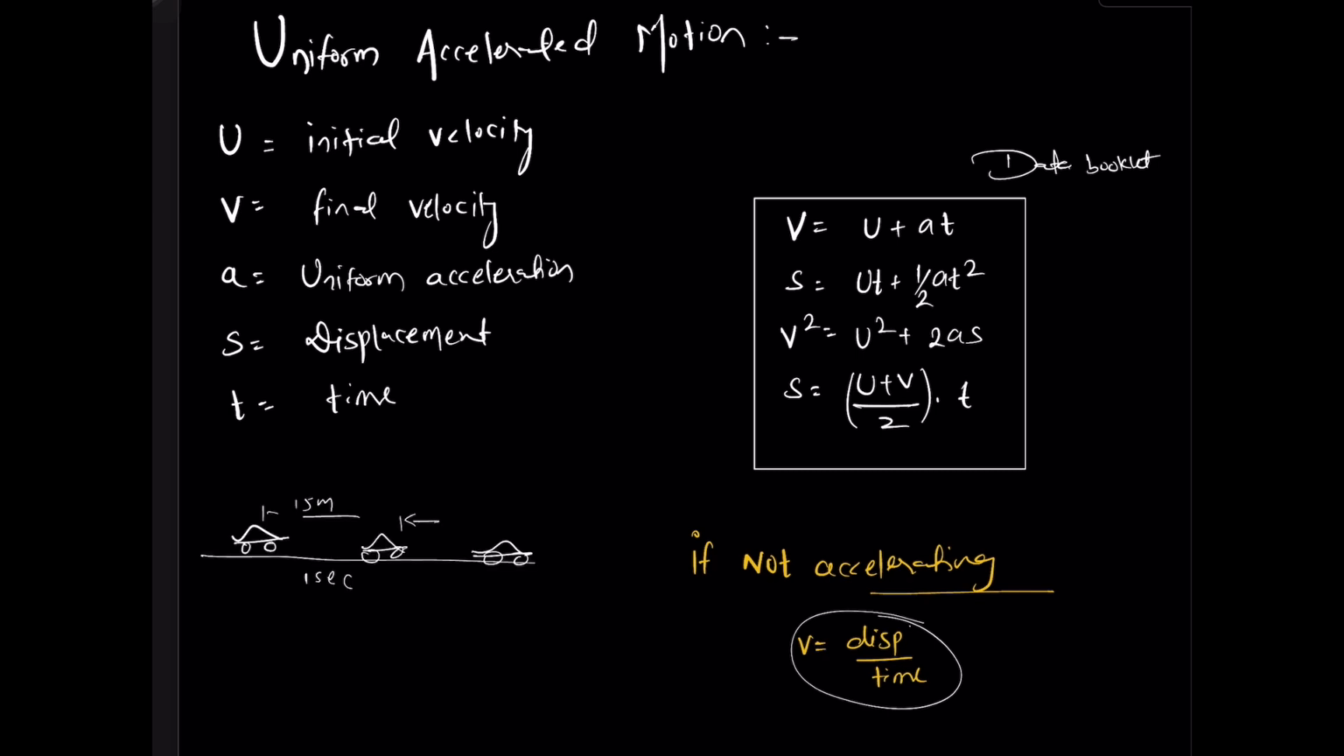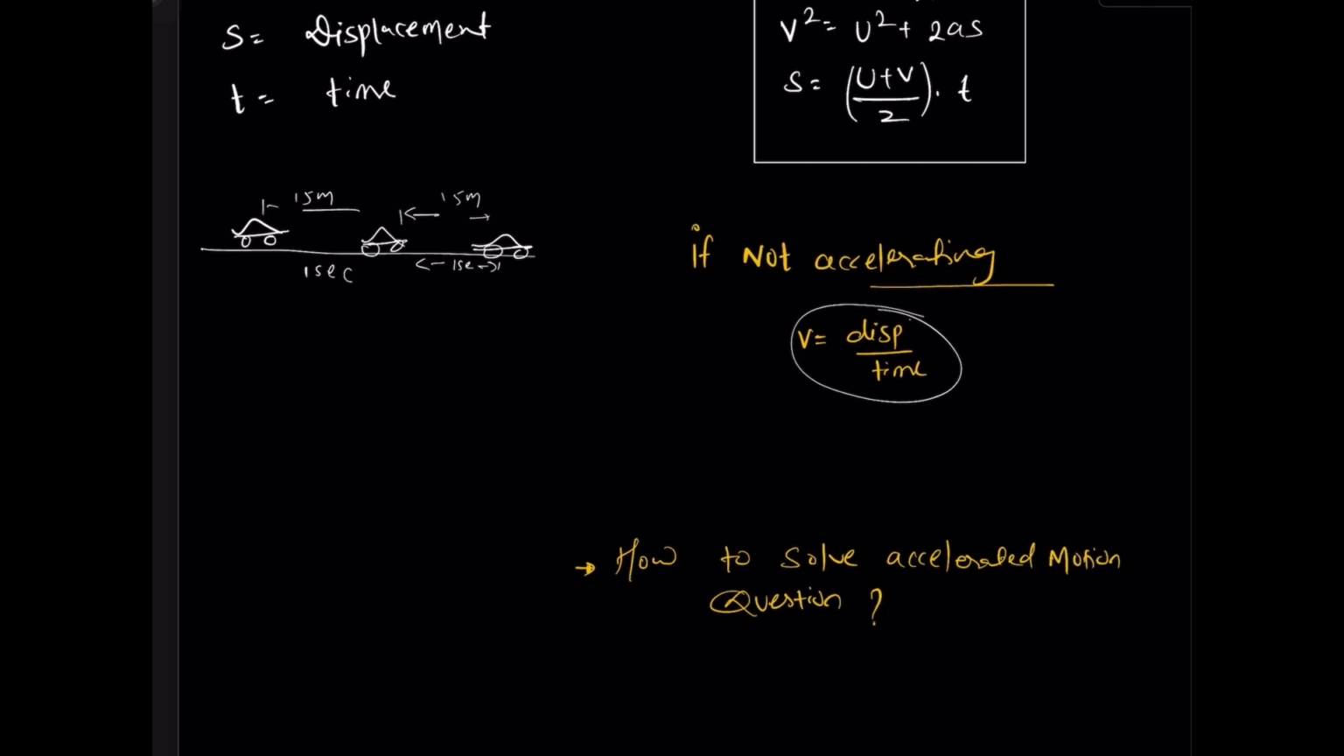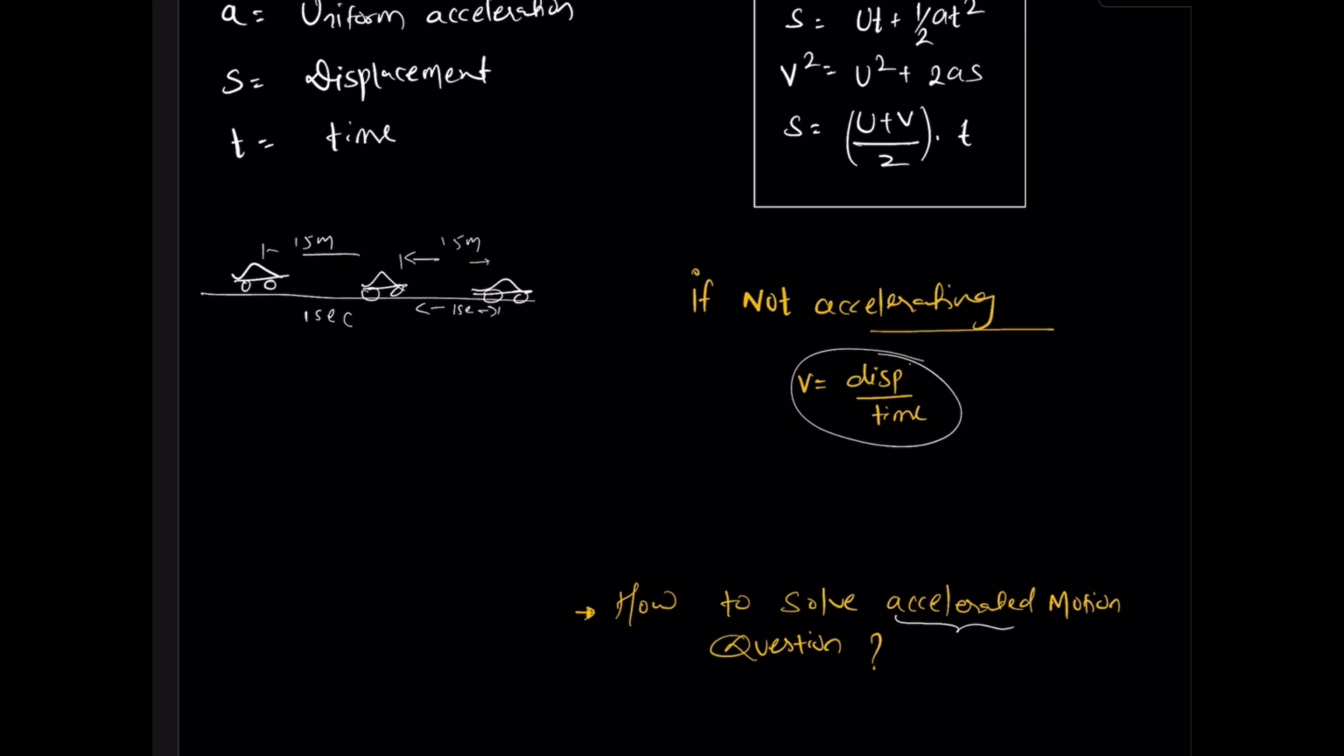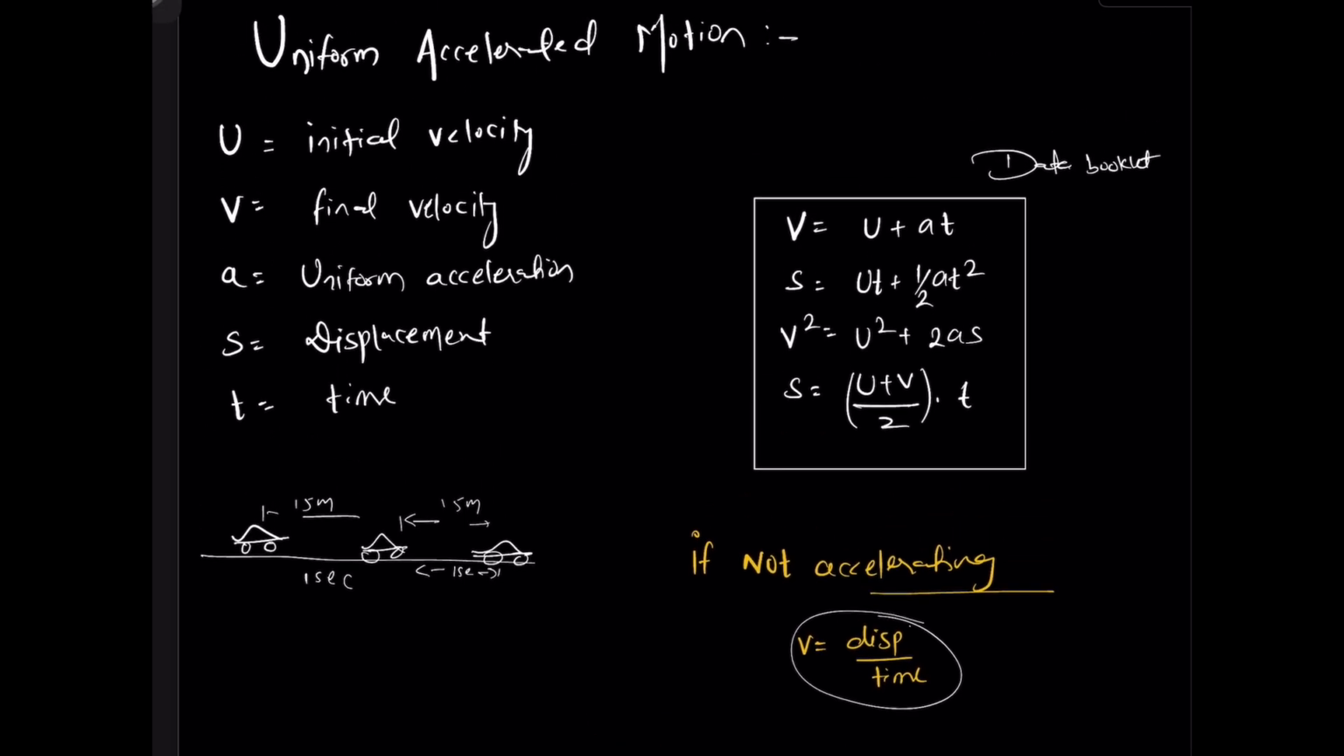So if I'm saying a car moves 15 meters every 1 second, it'll keep covering 15 meters every 1 second. I can say the car is moving with constant velocity if it is moving in the same direction. If the object is accelerating, how do I solve problems based on accelerated motion, specifically uniform accelerated motion? In that case, I'm going to use the Suvat equations, or the kinematics equations.